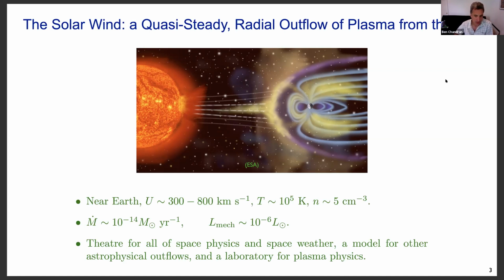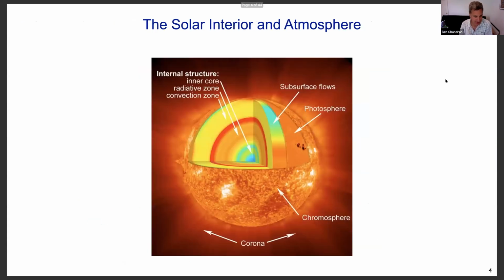Nevertheless, it's a very interesting object of study for a few reasons. It's a theater for all of space physics and space weather. It's a model for other astrophysical outflows, and also a laboratory for learning about fundamental plasma physics. To get an understanding for the solar wind in its own context, it is useful to begin by looking inward to the source of the solar wind, namely the sun, and even to the center of the sun's interior, which is shown with this cutaway figure here.